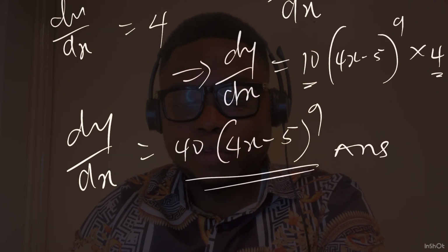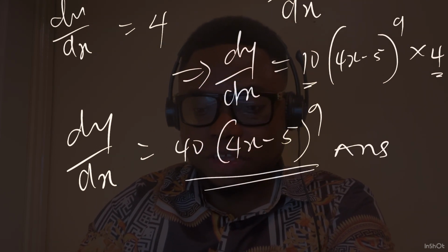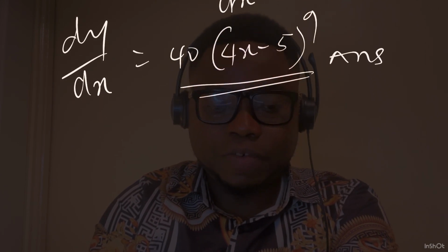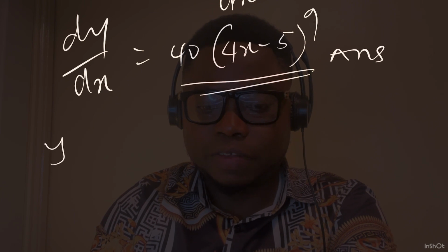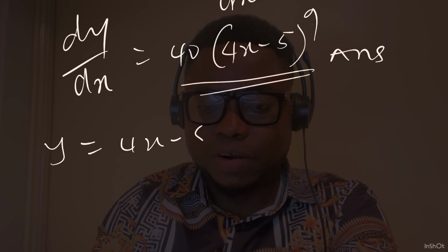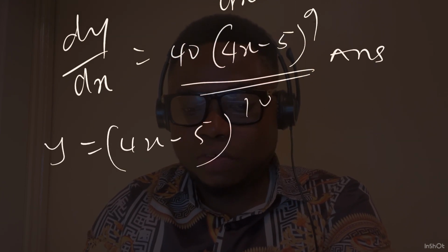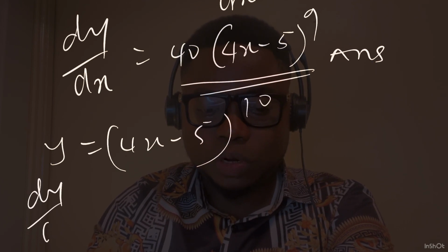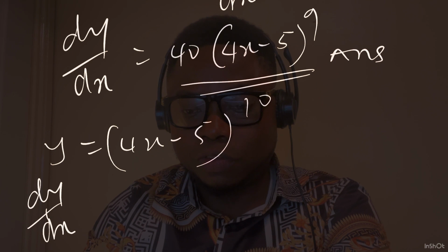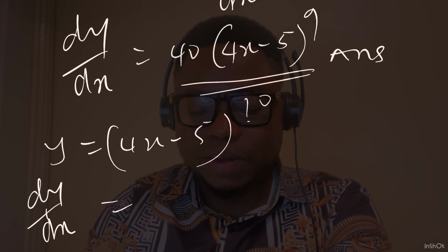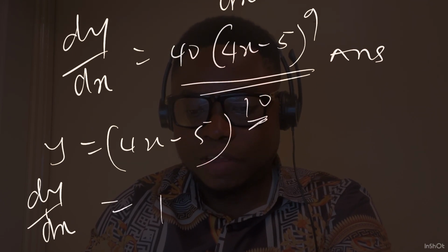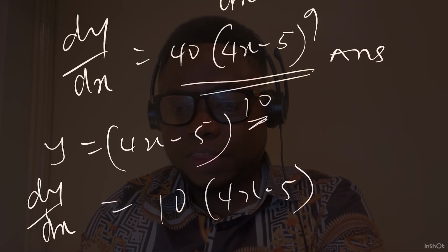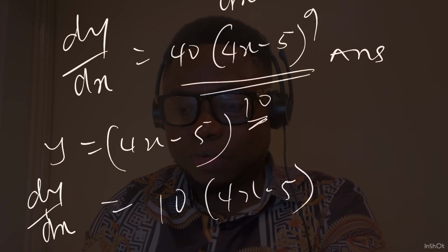Now there's another way of doing this. Instead of going through this long process, there's another way I normally use to differentiate this. If I have y is equal to (4x minus 5) all raised to the power of 10, I normally use this to find dy over dx. This is going to be a very short method. I call it a shortcut. So use this 10 to multiply the bracket, and we'll have 10 bracket 4x minus 5, then raised to the power of 10 minus 1 is 9. This is what I normally do.